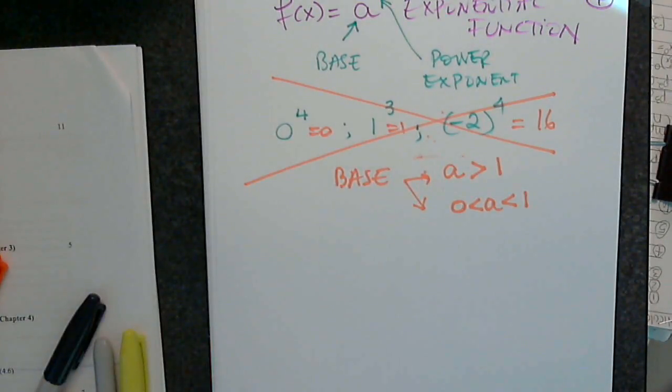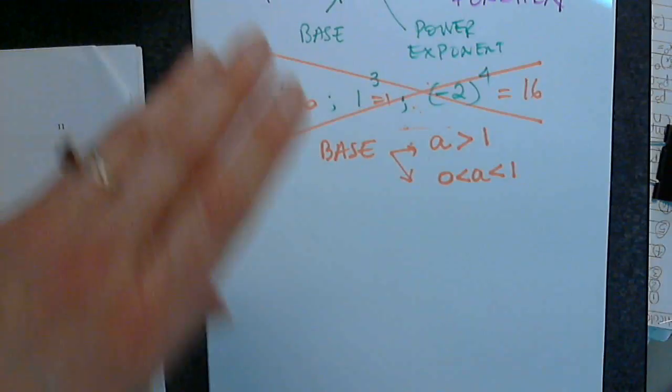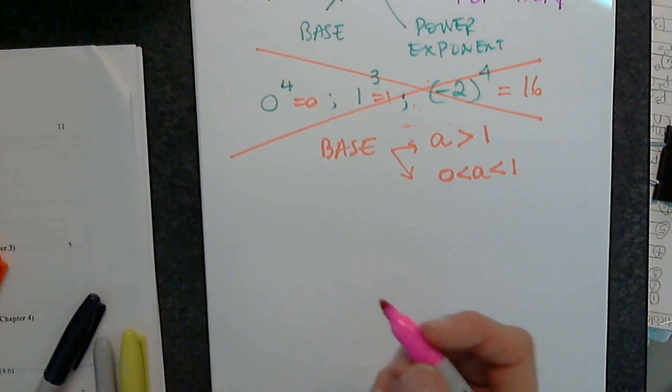Because there are two options for the base, the function will have two different shapes. Have we encountered that before? Yeah. For example, a quadratic function with a positive leading coefficient has a minimum. A quadratic function with a negative leading coefficient has a maximum. Yeah. So there are two different shapes. So let's look at two different examples.